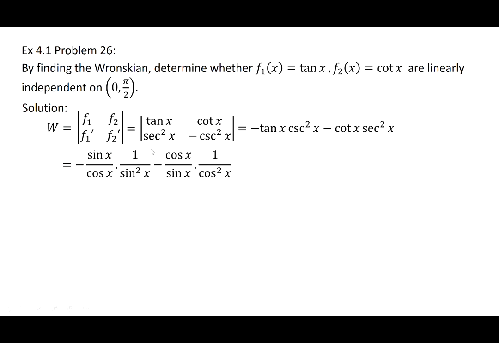Can I write tangent x as sine x over cosine x and cosecant square x as 1 over sine square x? Yeah. So sine x simplifies with one of these sine x. So sine x cosine x is what we're left with here. Similarly, sine x cosine x. So this is just negative 2 over cosine x sine x. If we simplify this, this is what the Wronskian ends up being.